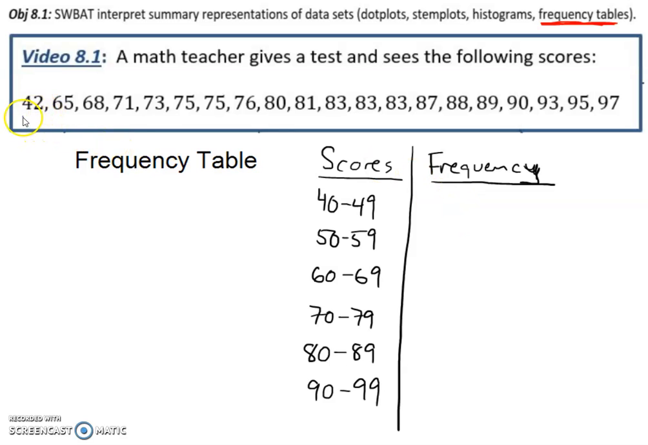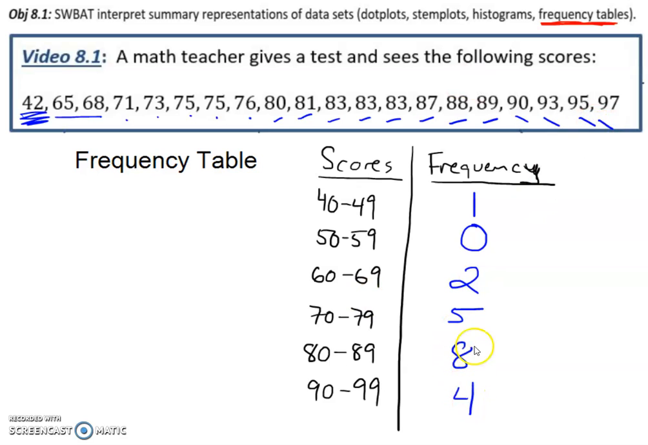So if we look up here, how many data points are between 40 and 49? Well, that's just 1. How many data points are between 50 and 59? Well, there's none. We're not going to leave that blank, so we will say the frequency is 0. In the 60s, there's 2. In the 70s, there's 1, 2, 3, 4, 5. In the 80s, there's a lot more. 1, 2, 3, 4, 5, 6, 7, 8. And then finally in the 90s, 1, 2, 3, 4. You should be able to count this up. There should be a total of 20.